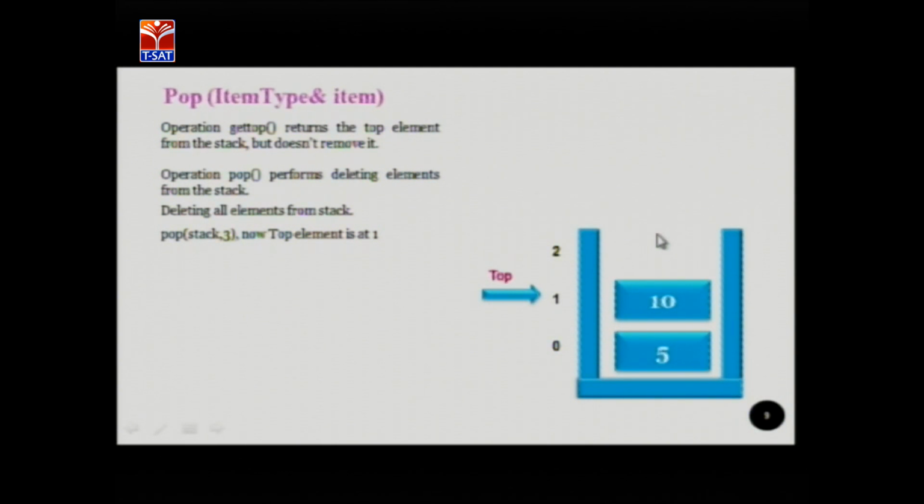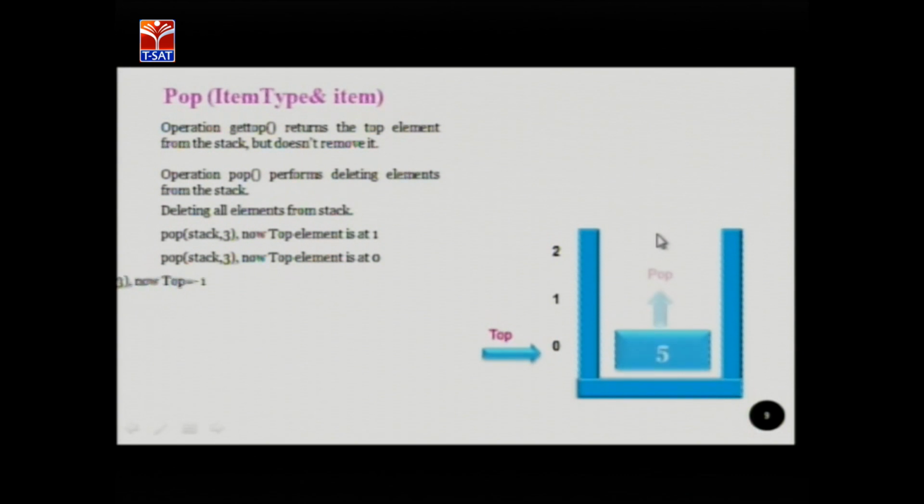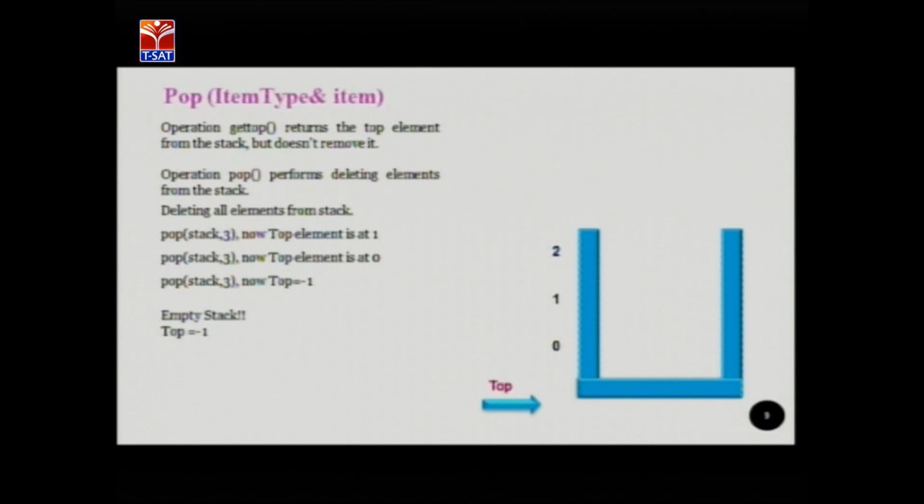And next I am deleting the second element, then the top will be decreased by 1. In the next one I am deleting the first element, that is the number 5. If I delete the last element, the top will decrease by 1. That means the stack is empty now, the top equals -1.